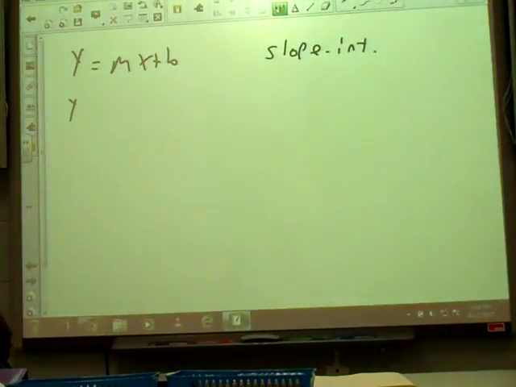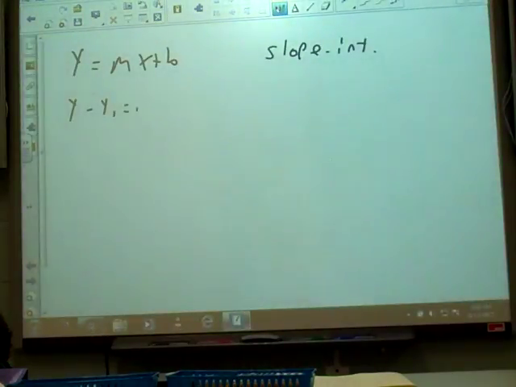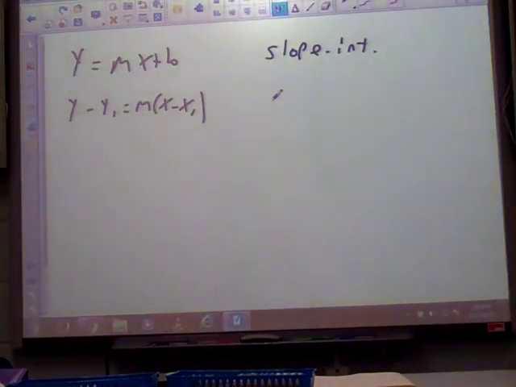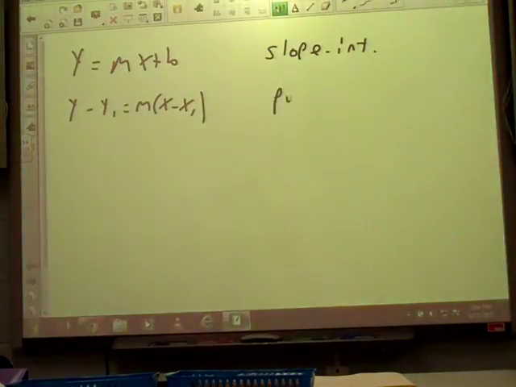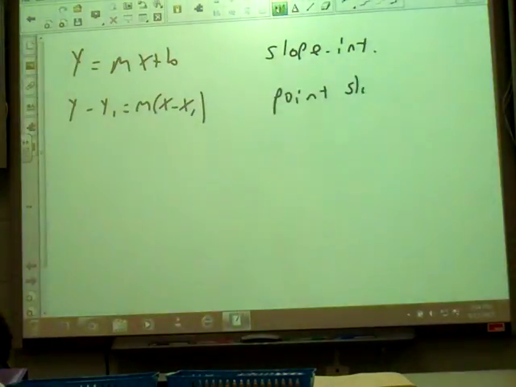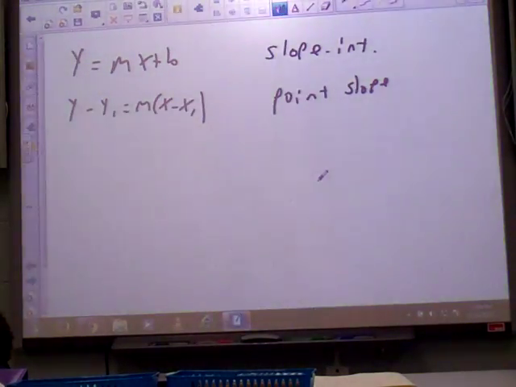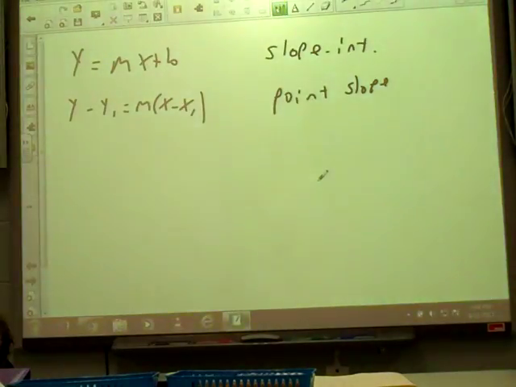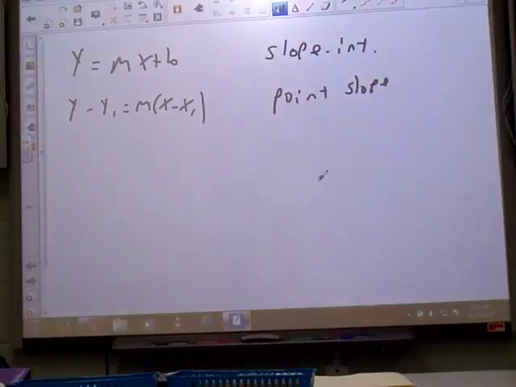What about y minus y1 equals m times x minus x1? What's this one called? Point-slope. When's a good time to use point-slope form? When you got a point and a slope. We talked today that maybe some of us don't like it even then, but that's when it would be a good time if you liked it.